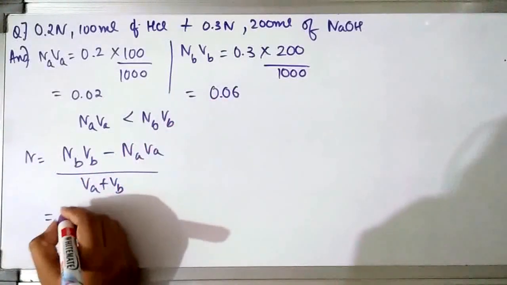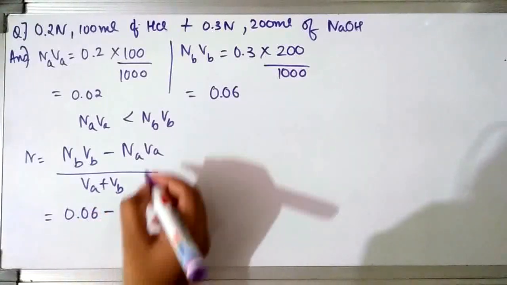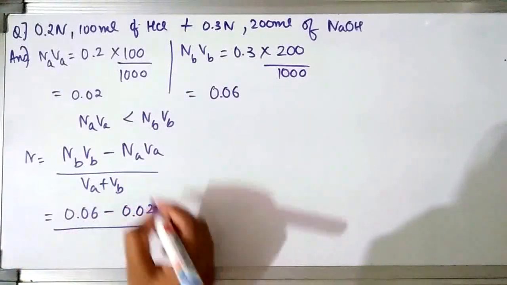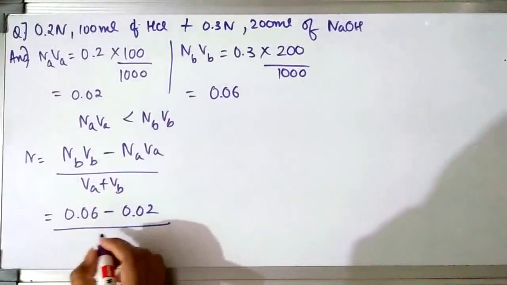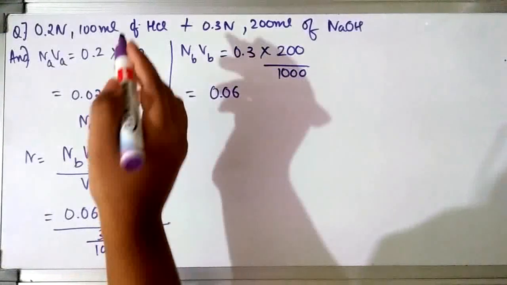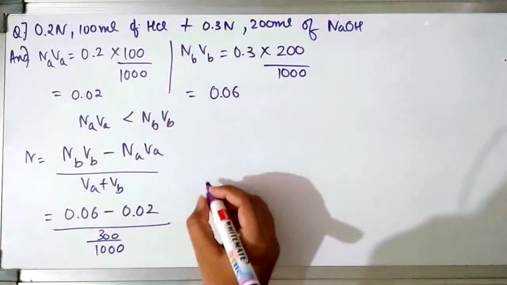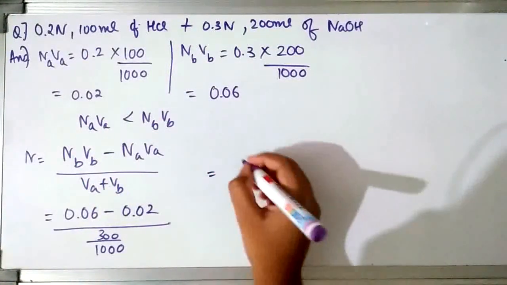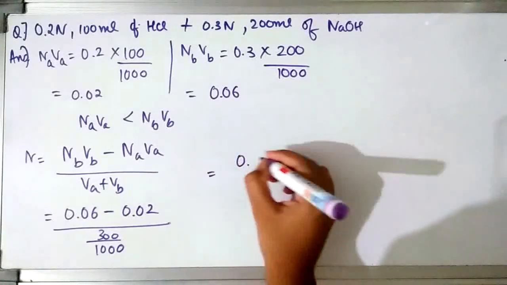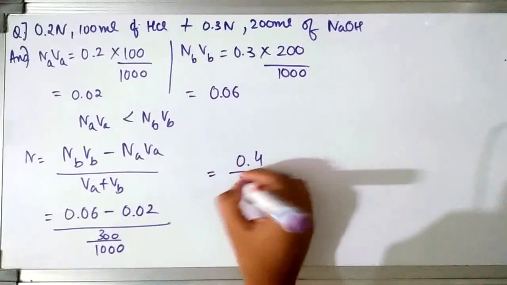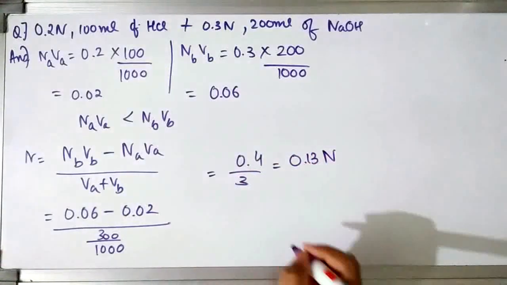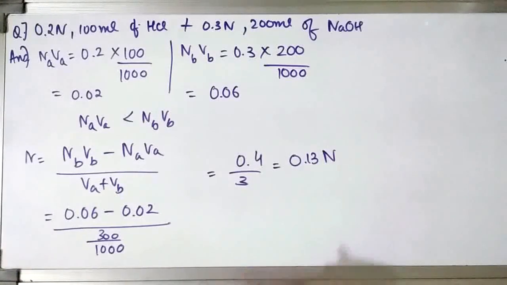So the value is 0.06 minus NaVa, which is 0.02, divided by the volume of both of them added up, so it becomes 300 by 1000: 100 plus 200, 300 by 1000. After solving, you will get the answer to be somewhat 0.4 by 3, which will be 0.13 normality. So the normality will be 0.13.